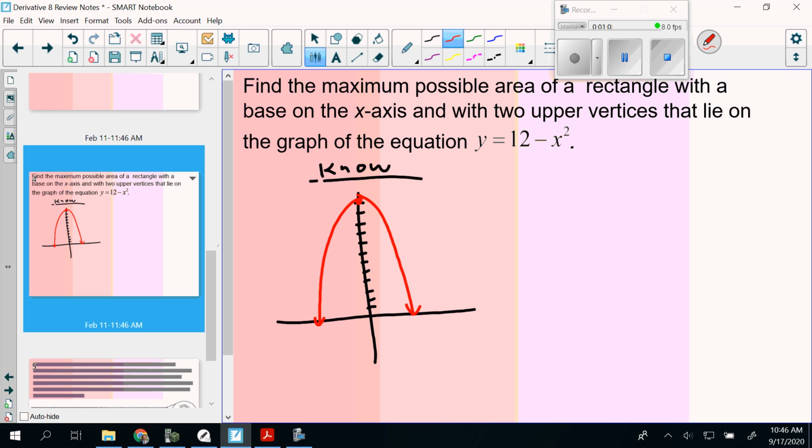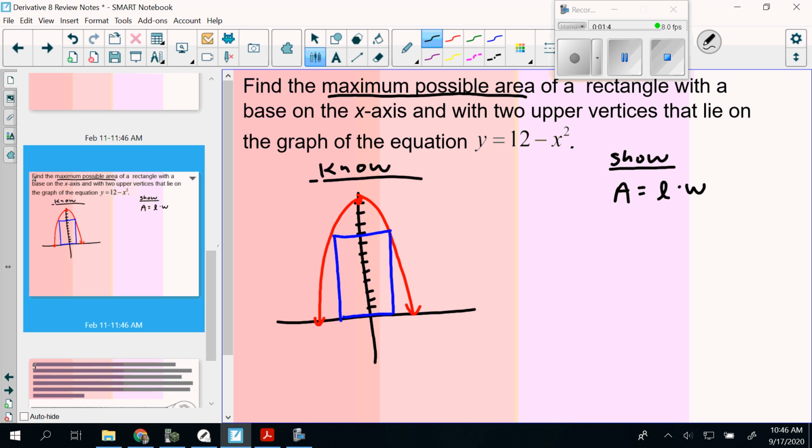So that's the graph. They say there is a rectangle within this with the base on the x-axis, so the bottom's on the x-axis. What's the biggest rectangle that we can fit in that parabola? So that's what we know. What they're asking us to find is the maximum possible area. And so we want the area of this. Area of a rectangle is length times width. But how do we connect that to our problem here?